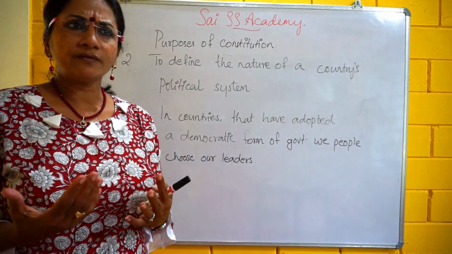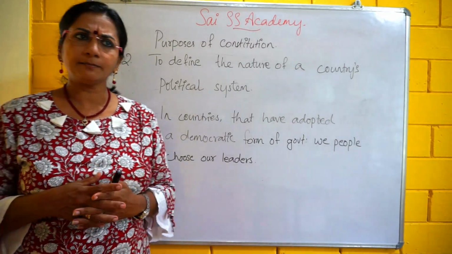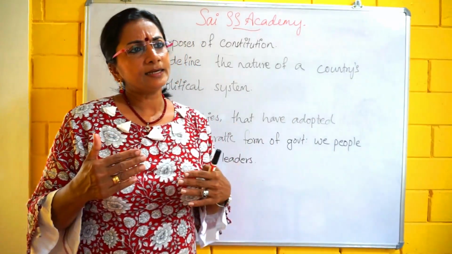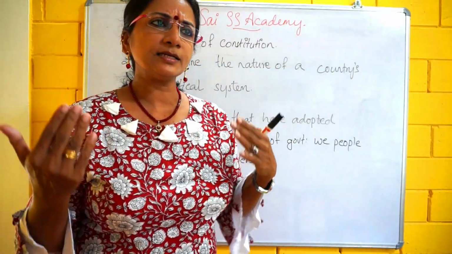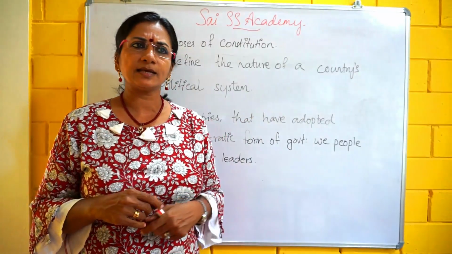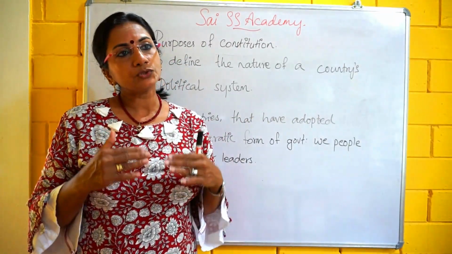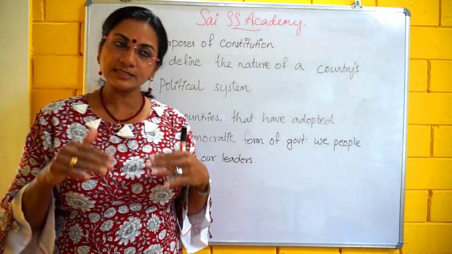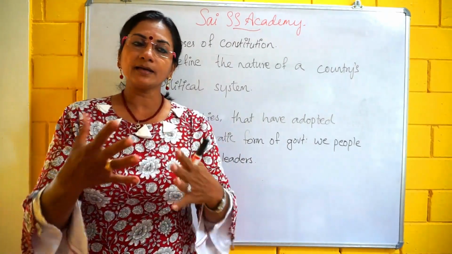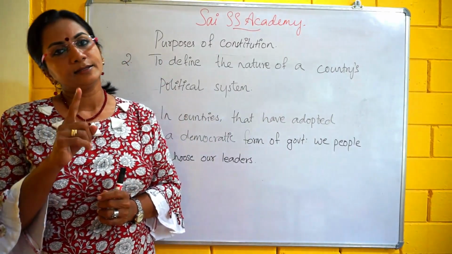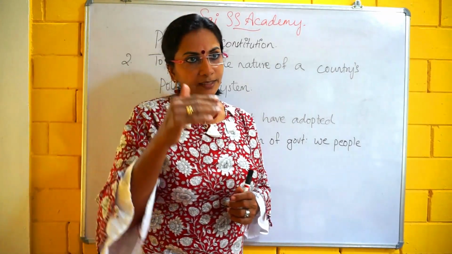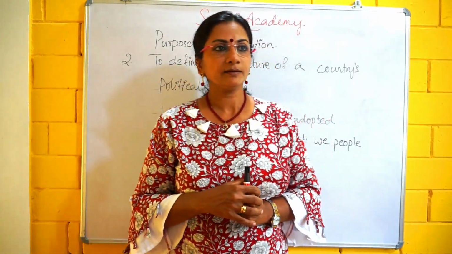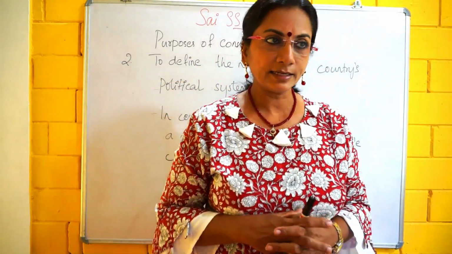However, there is always the possibility that these leaders might misuse their authority. We are electing them, but there is a chance that they might misuse their authority. So, the constitution often lays down rules that guard against this misuse of authority by our political leaders. Got the point?